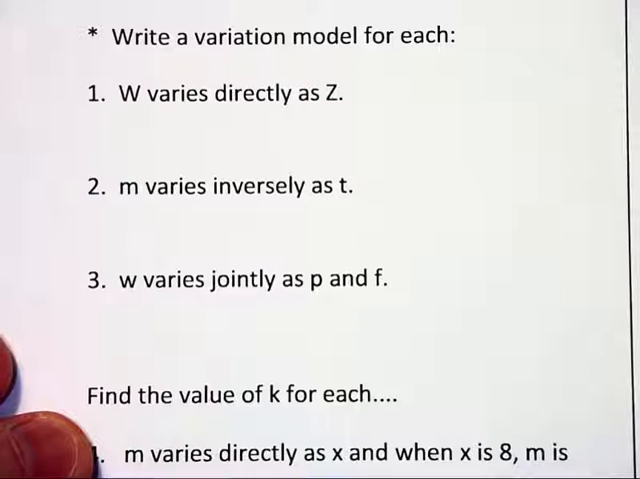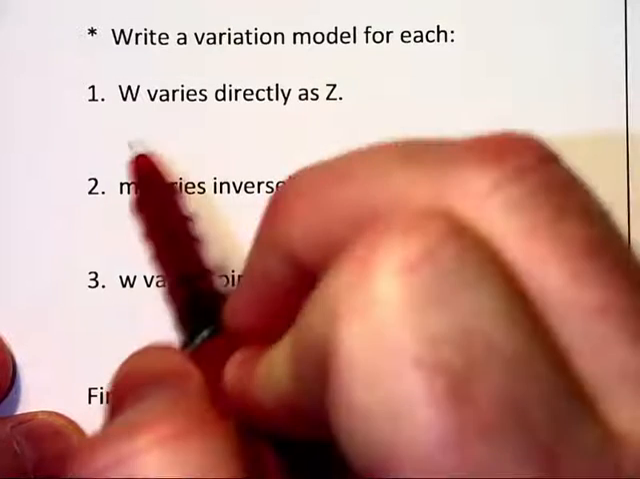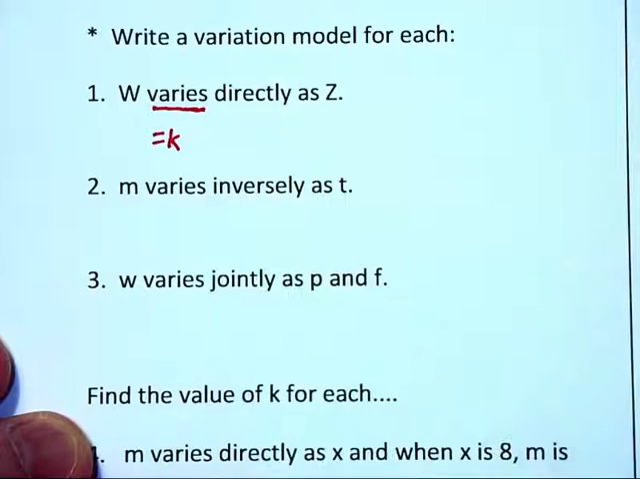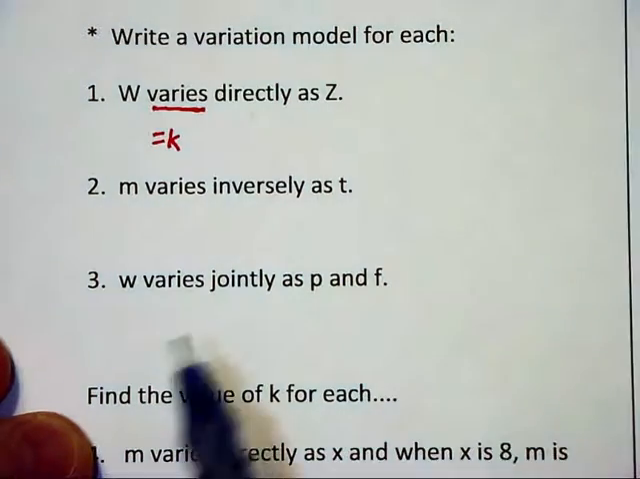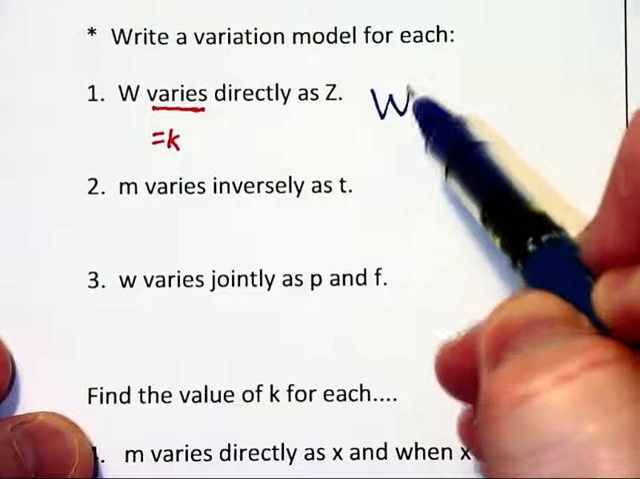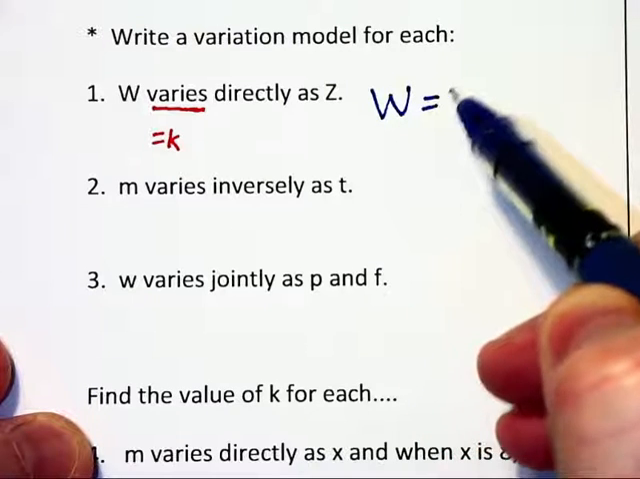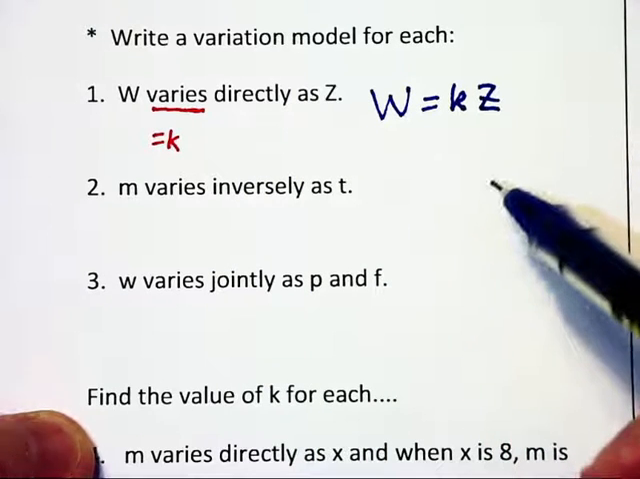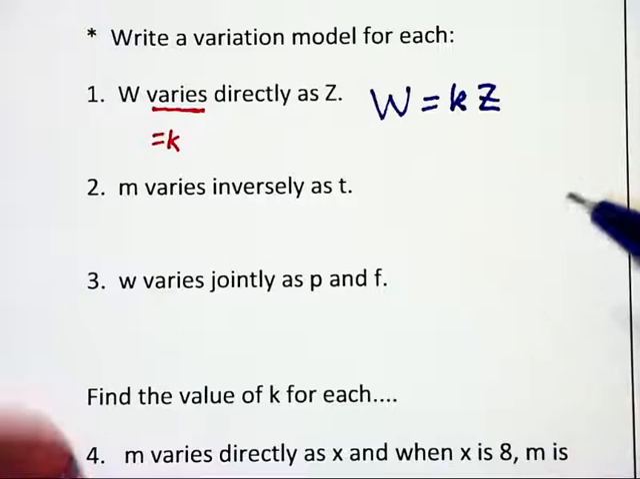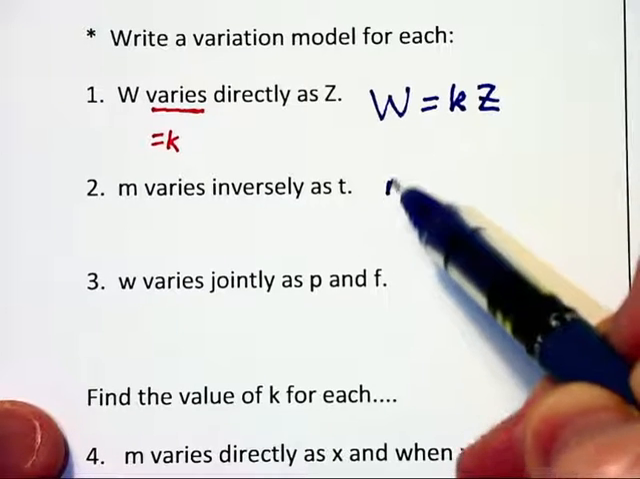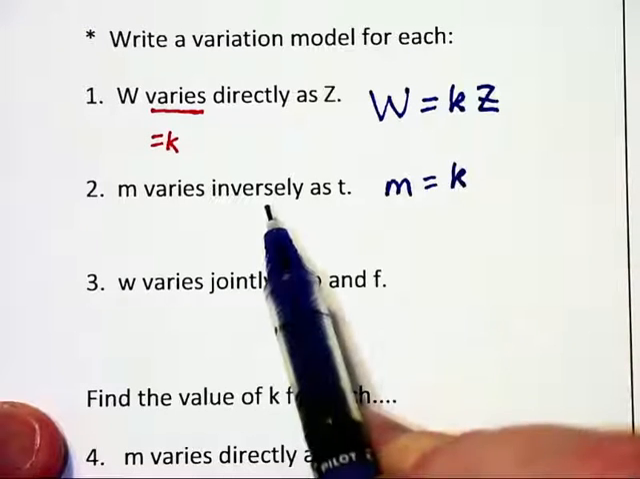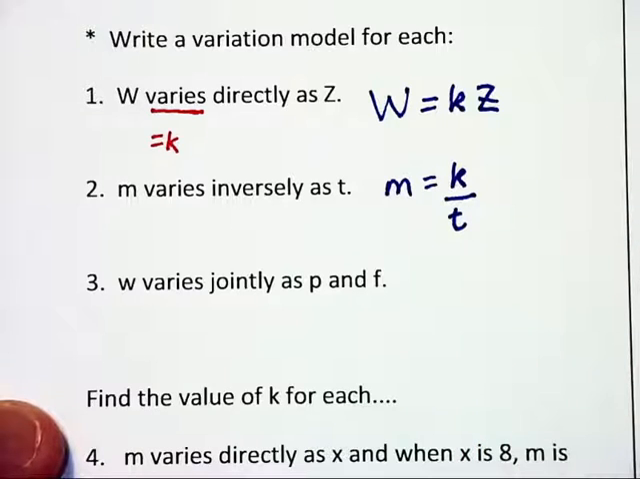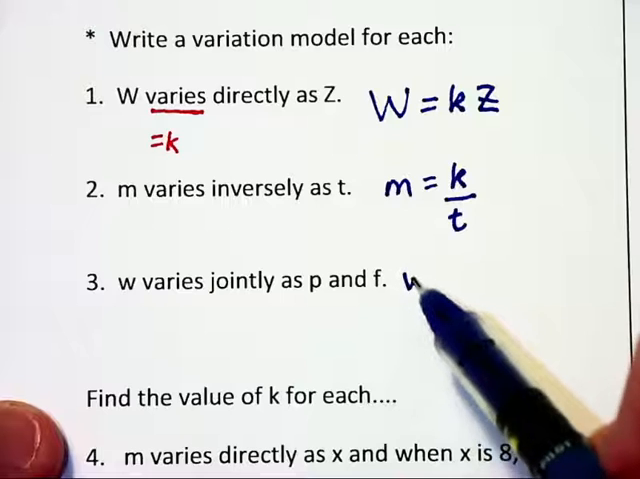Let's begin by setting up some models. Whenever you see the word varies, it can be replaced with equals k, just like is the same as can be replaced with an equal sign. We're going to write w, and instead of varies, we're going to write equals k, and directly as capital Z puts a capital Z on the right. So we're not using y and x like I described above, but we have different variables. M varies. M equals k. Inversely tells me we're going to have a fraction and that the t is going to be down in the denominator.